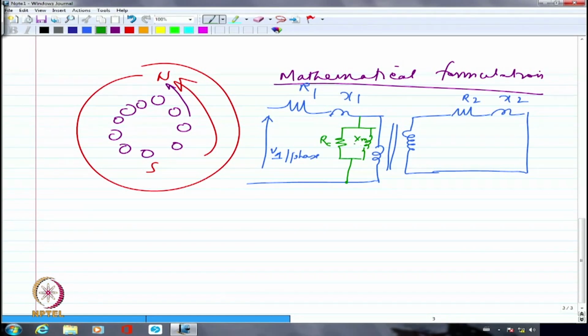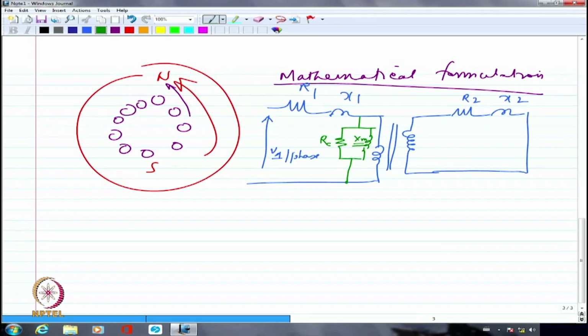Please note that the Xm value in a transformer is generally really large because it consists primarily of only the iron path. There is nothing else. So Xm is N square by R, right? That is N square by R is the inductance, Lm. Lm will be N square by R, where N is the number of turns, divided by R, the reluctance. The reluctance happens to be really small in a transformer, because of which this Xm value is generally very large.